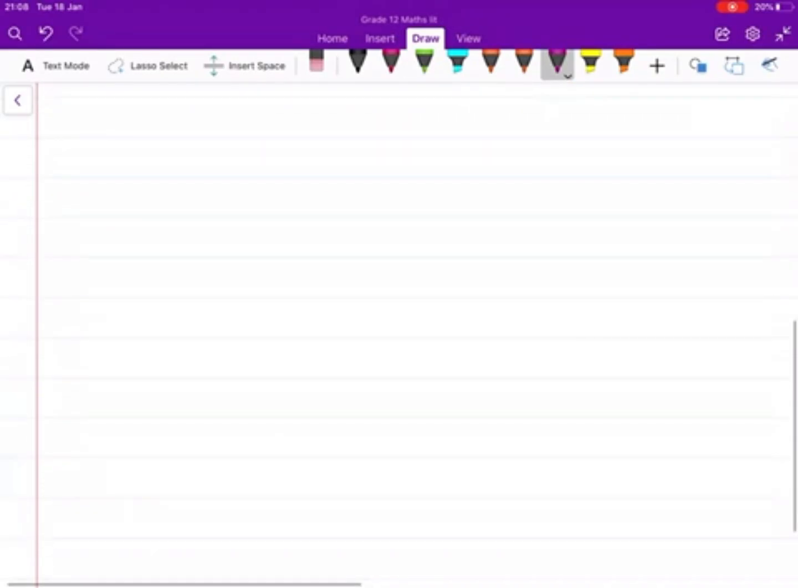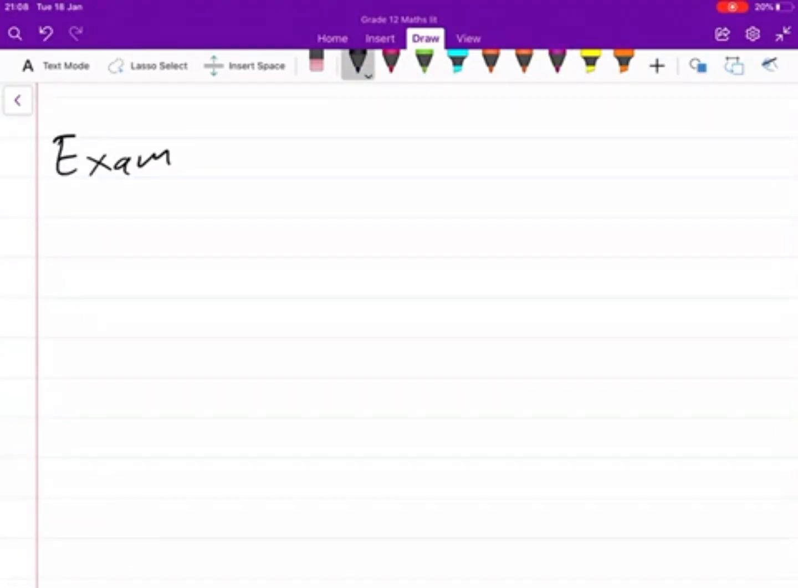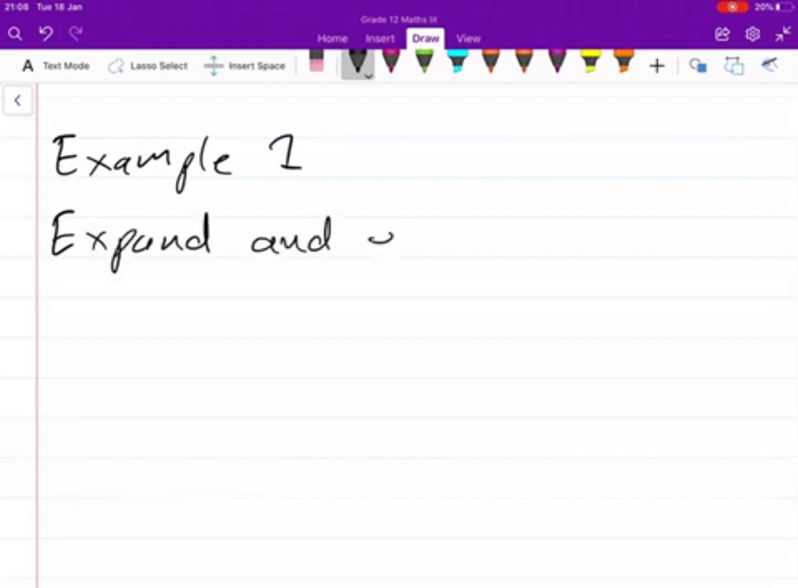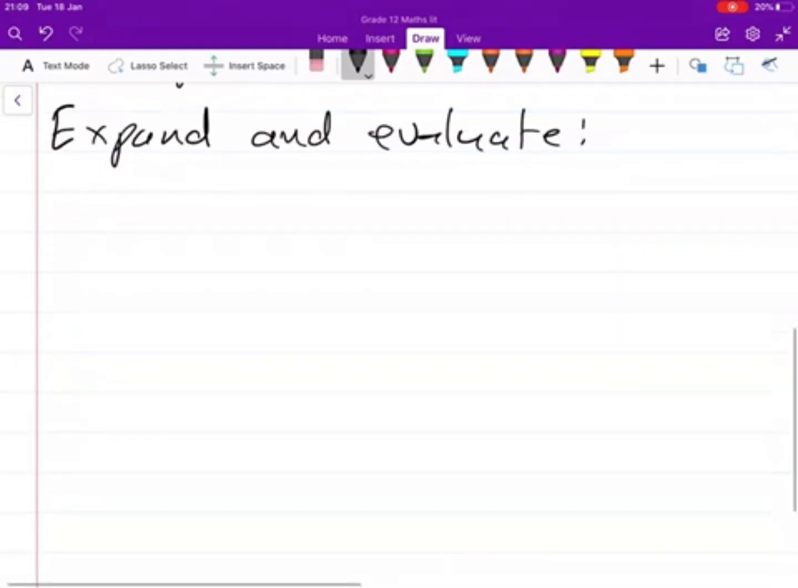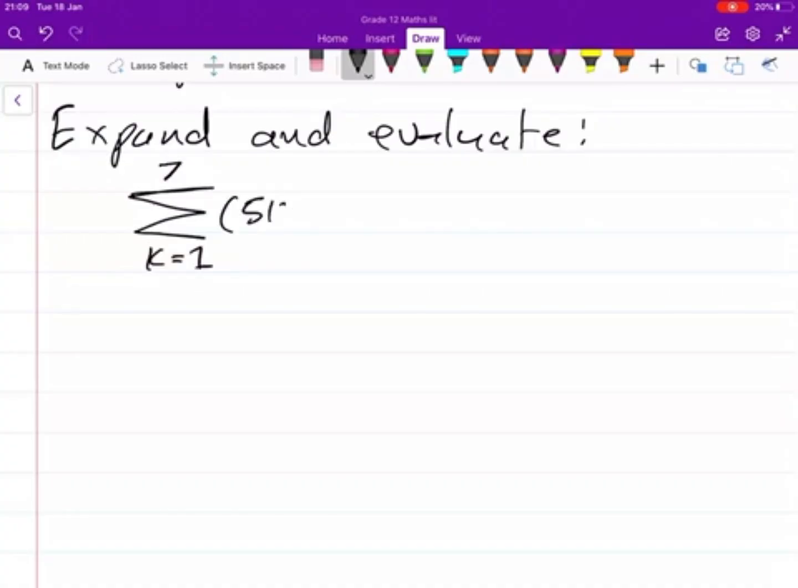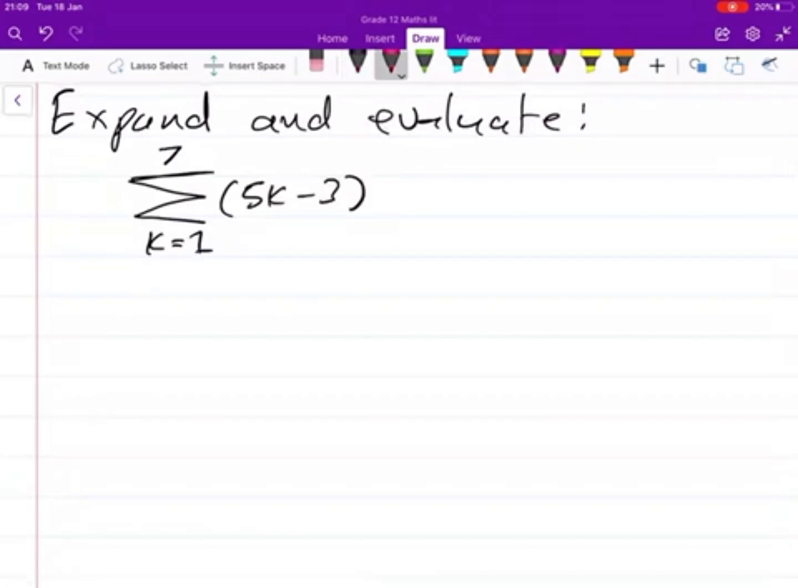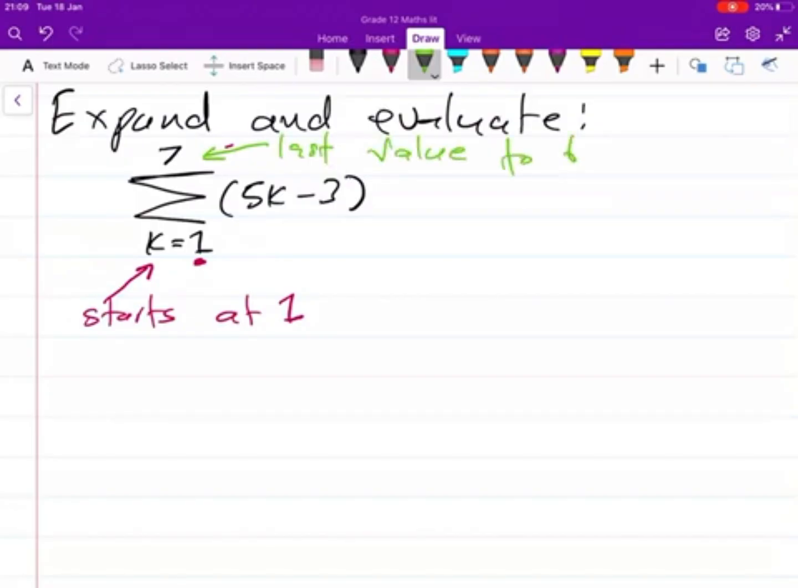All right, let's take an example to make it clearer. Example 1: expand and evaluate the sum from k equals 1 to 7 of 5k minus 3. Let's try to work on that. Remember, the lower limit tells us where this starts, meaning the first value that must be substituted into the general equation is 1. The last value that must be substituted into the general equation is 7.